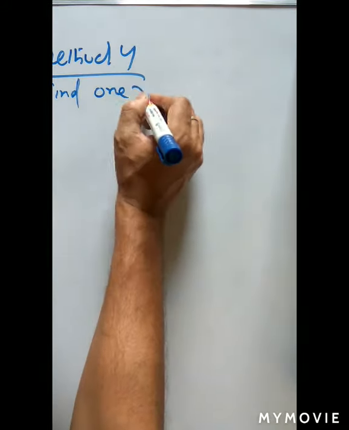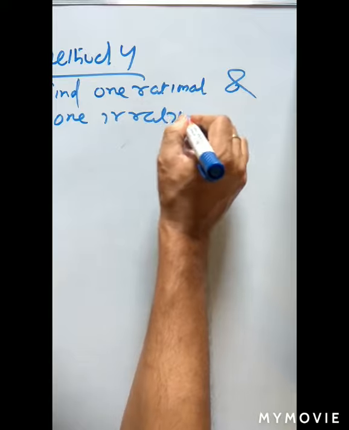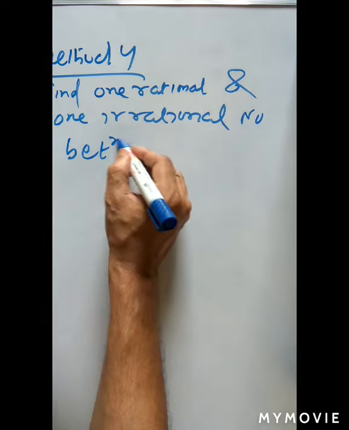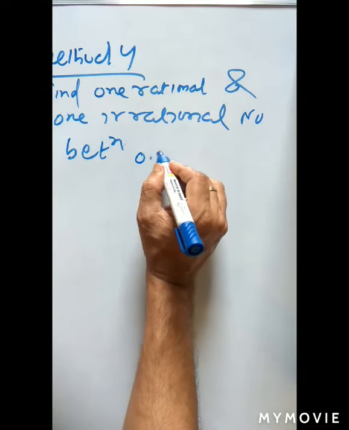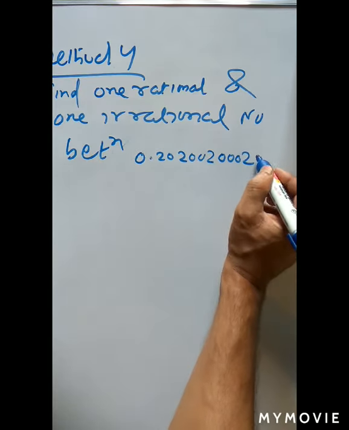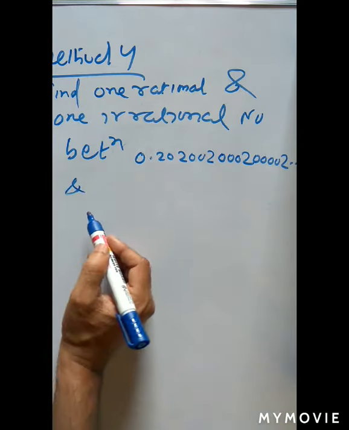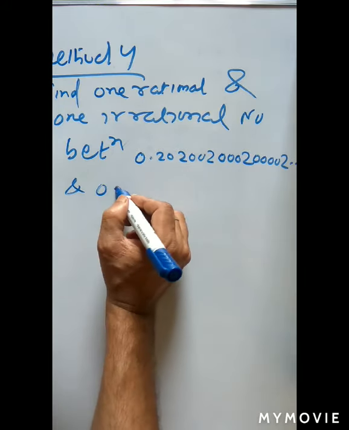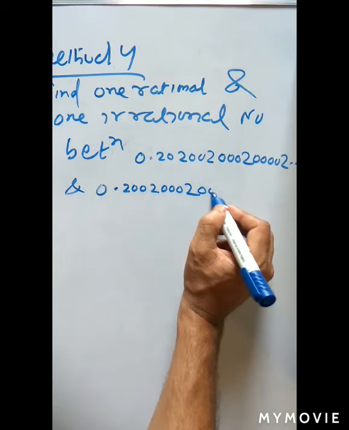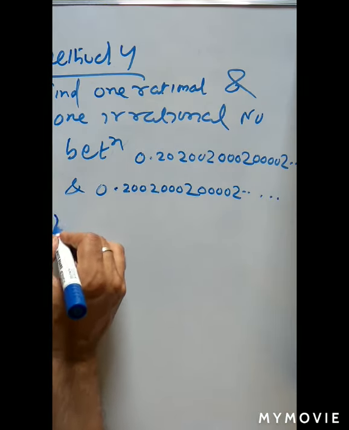one rational and one irrational number between 0.20202... and another number 0.2002... Now see the solution. How will we solve this problem?